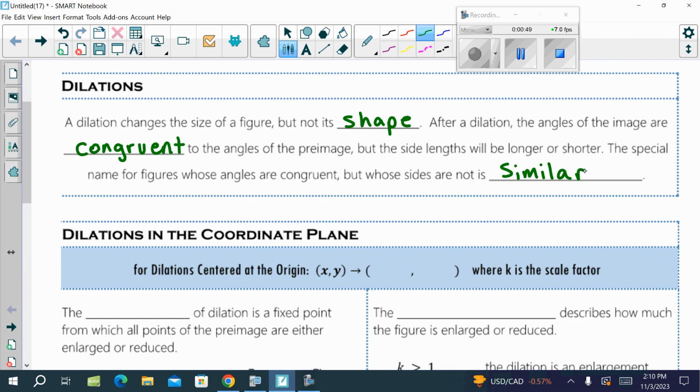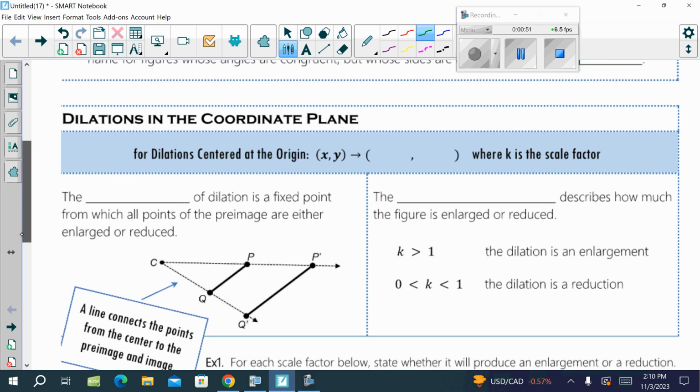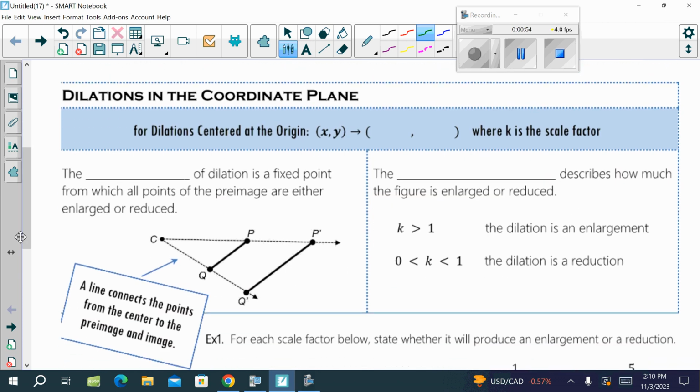All right, so dilations in the coordinate plane. For dilations centered at the origin, your xy rule turns into k times x and k times y, where k is the scale factor. The center of dilation is a fixed point from which all points of the pre-image are either enlarged or reduced.